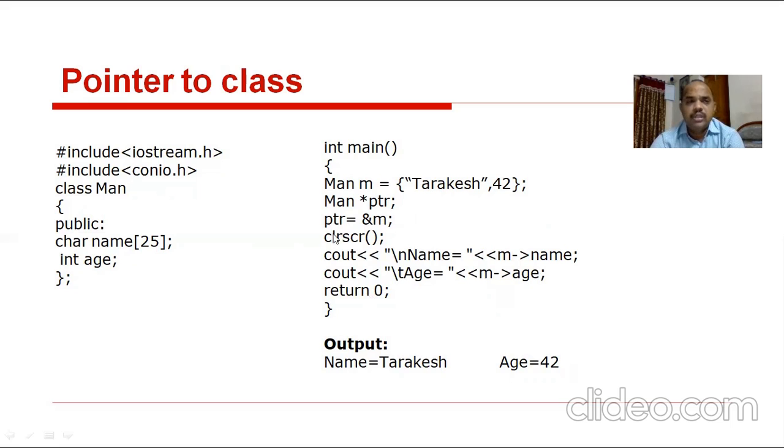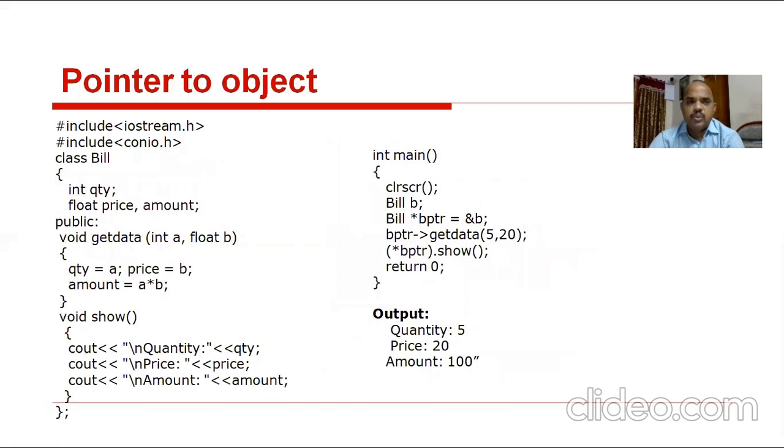Simply, what is our concept now? Pointer to class. The ptr and m are both class objects, class variables. Here man *ptr, where ptr is a pointer object and m is an ordinary object. The pointer variable is assigned the address of the class variable, ptr = &m. Remember, objects also have memory locations.